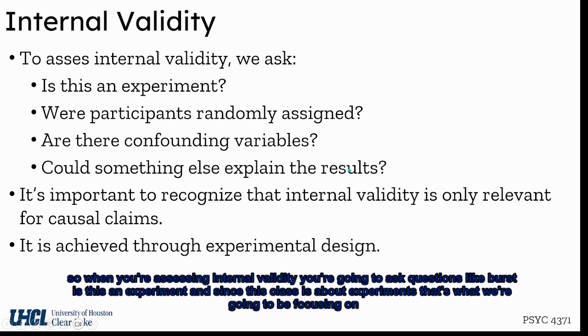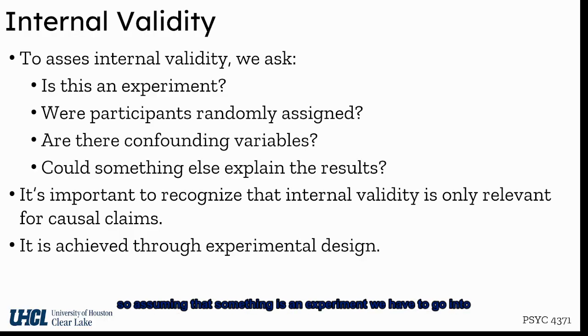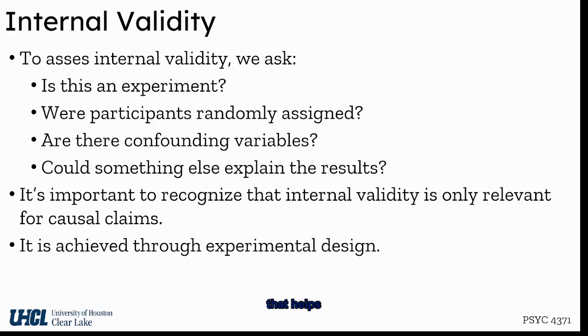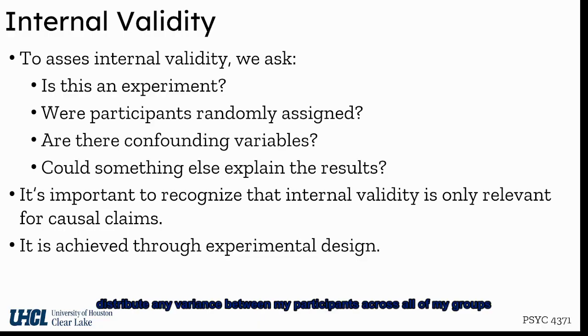So when you're assessing internal validity, you're going to ask questions like, first, is this an experiment? And since this class is about experiments, that's what we're going to be focusing on. So assuming that something is an experiment, we have to go into a deeper conversation. Did I use random sampling, random assignment? That helps distribute any variance between my participants across all of my groups.